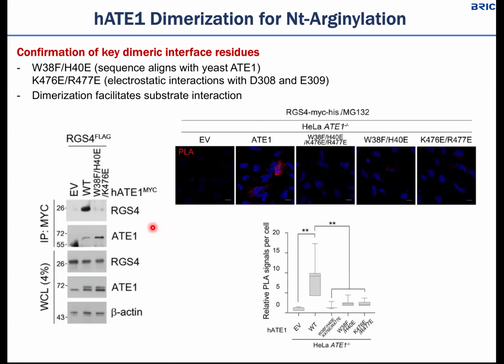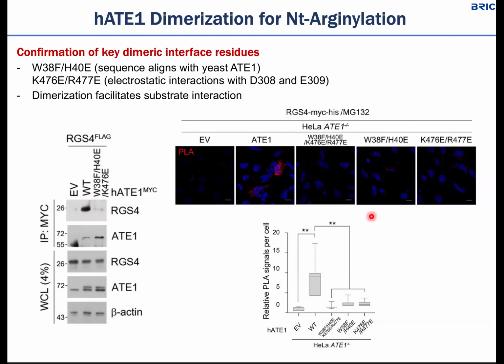We thus reasoned that AT1 dimerization might be a pivotal step in maintaining protein stability prior to substrate recognition and interaction in the arginine N-degron pathway. And in support of this notion, co-immunoprecipitation assays highlighted a substantial difference in RGS4 interaction to AT1 in the triple mutant as compared to its wild type counterpart.